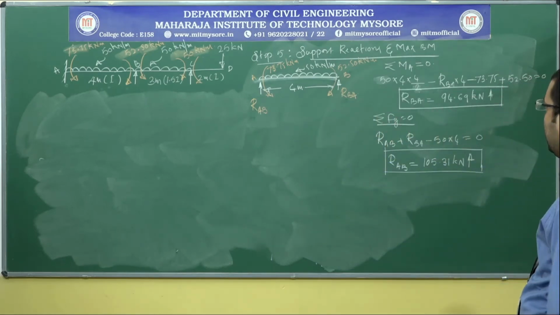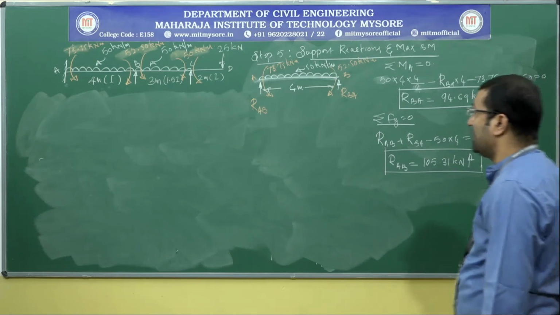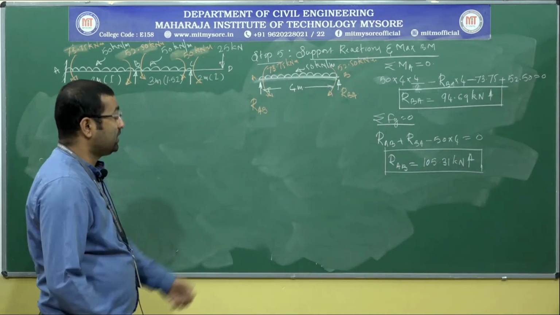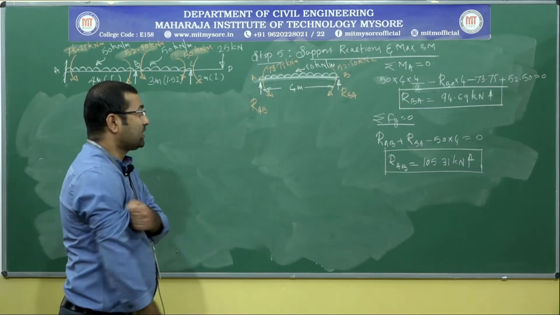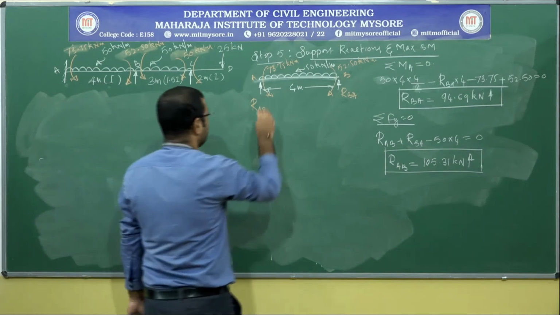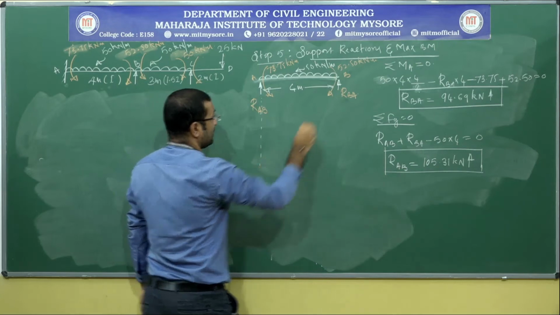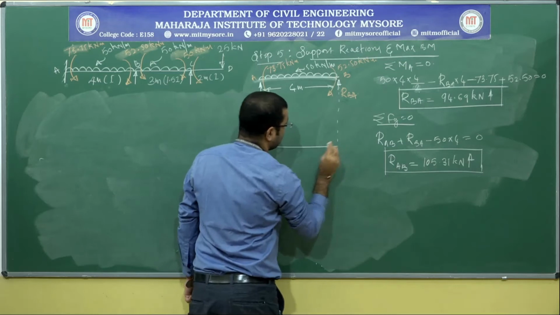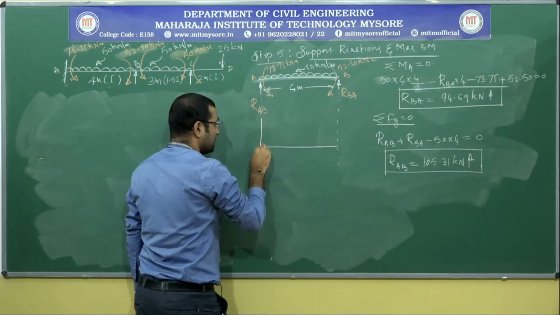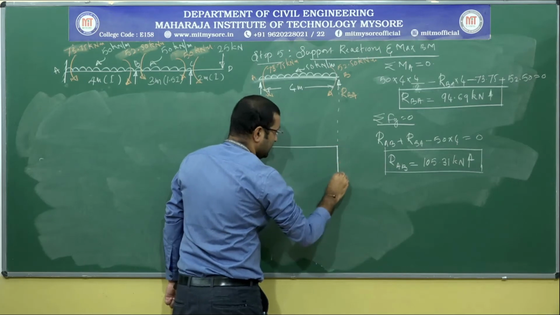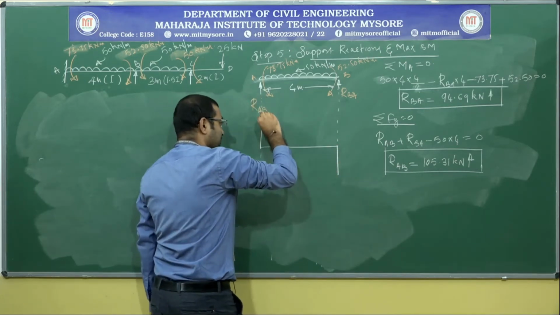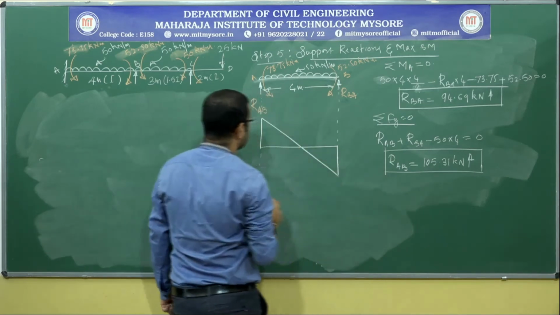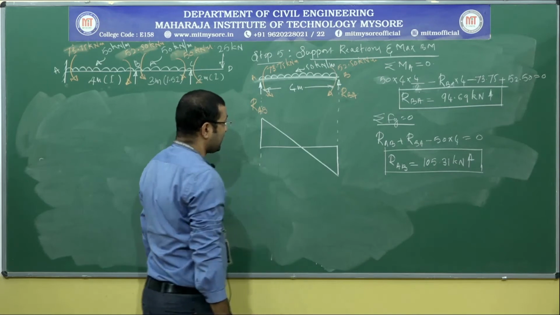So here we have calculated the support reactions. Now we need to calculate the maximum bending moment. To draw the SFD, we need that value. To calculate the maximum bending moment, we need to draw the shear force diagram. With the help of the shear force diagram, we can locate the position of the maximum bending moment so that we can easily determine it. In the previous classes we have discussed how to draw shear force diagrams.